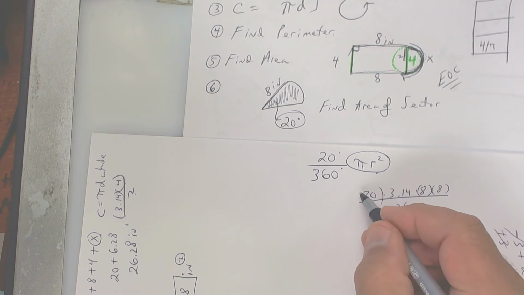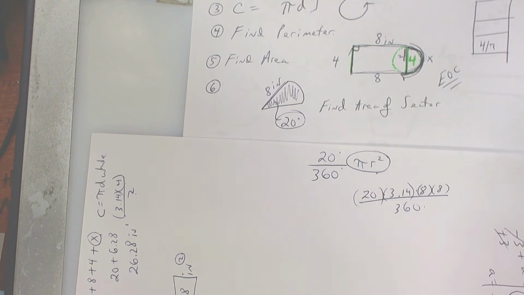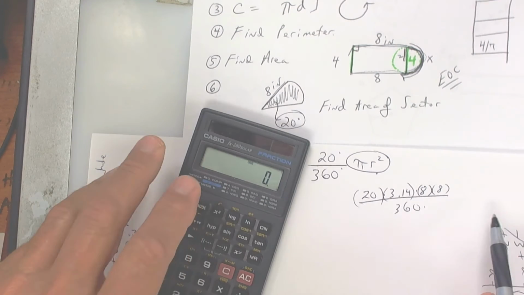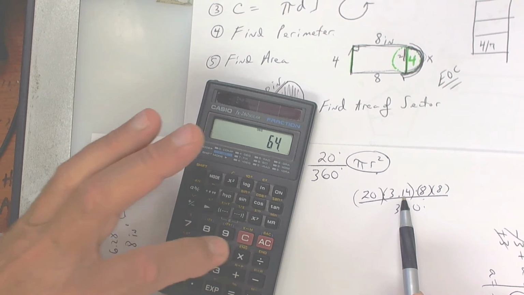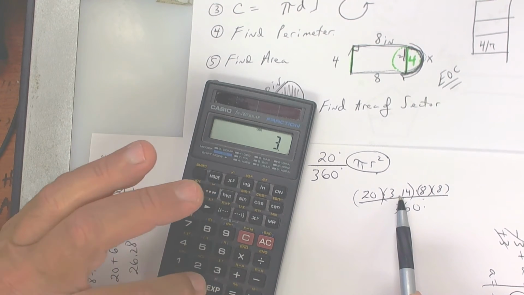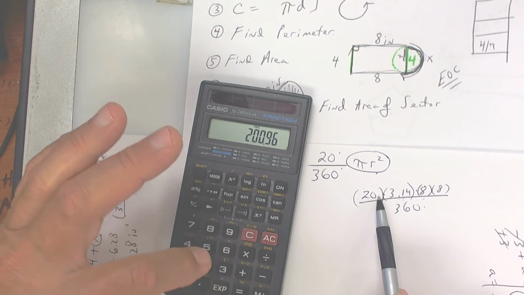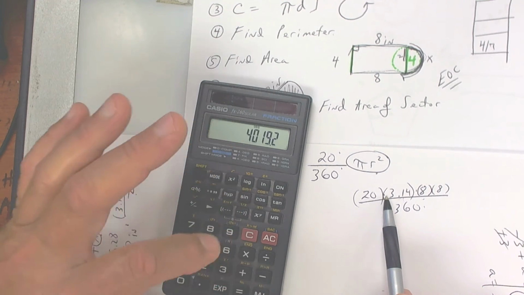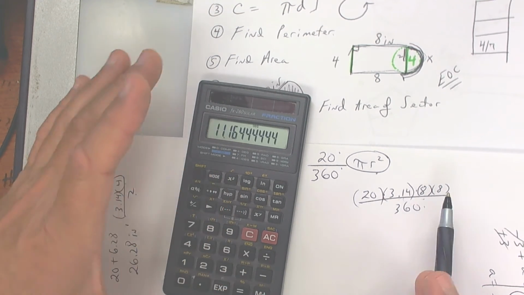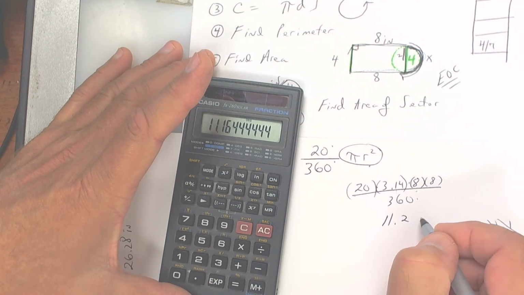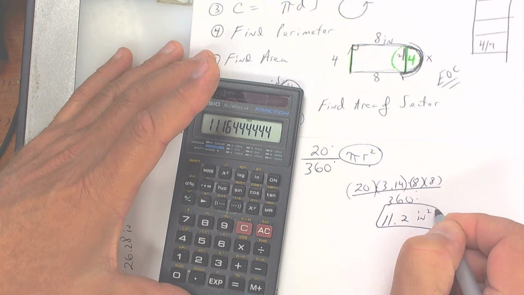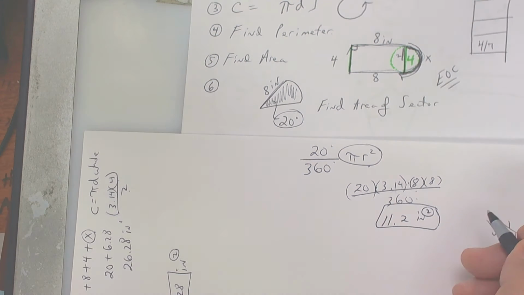Okay? So hopefully you did this. If not, get your calculator and do it with me. So here we go. 8 times 8 is 64. I usually work backwards. Times 3.14 times 20, press equals, divide by 360, and I get 11.2 square inches. Remember, if it's area, it's square.